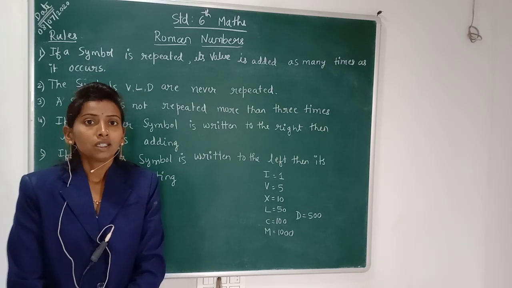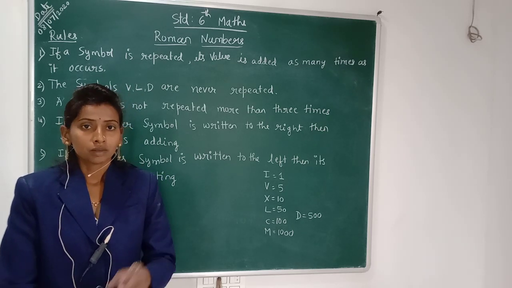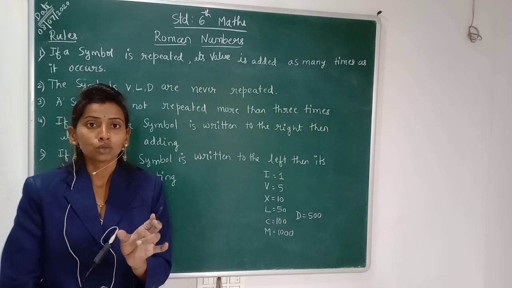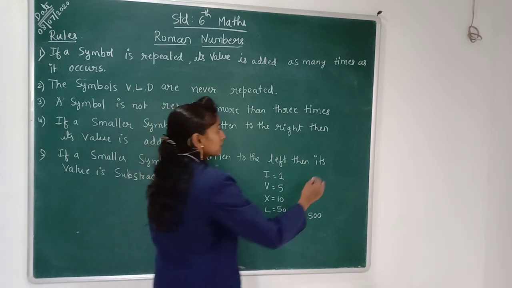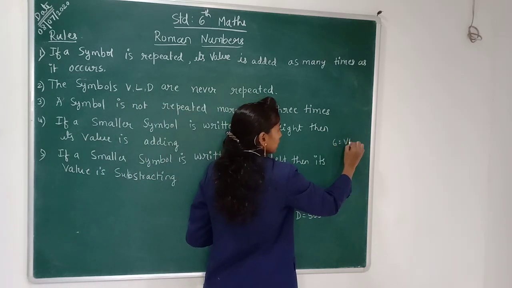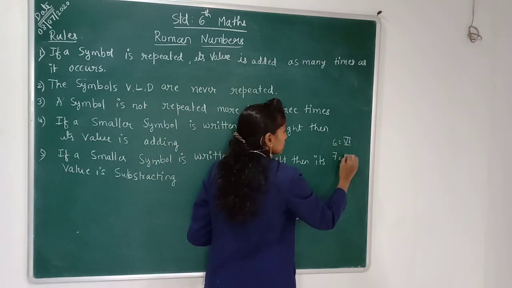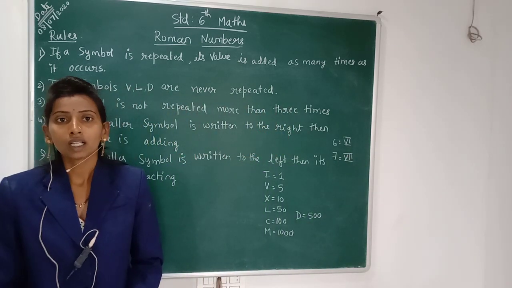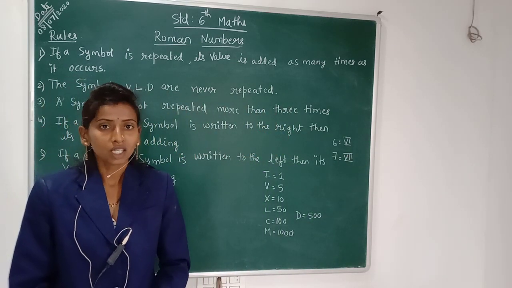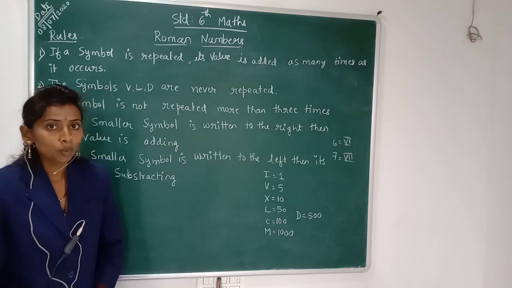In our class we are symbolizing the classes: for the 6th class we denote it like this, and for the 7th class we denote the numbers like this. On the clock also we are using the numbers. So what are the Roman numbers?